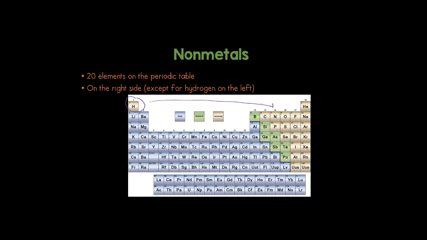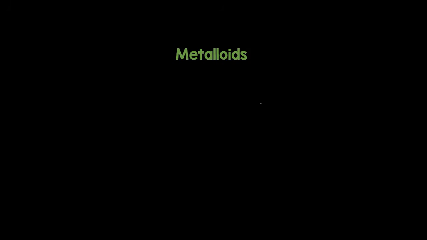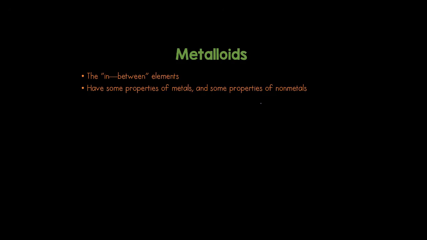Okay, so if metals and nonmetals are exact opposites, then what's left? Well, there is one last group called metalloids, and they're pretty interesting. They're kind of the in-between elements because they have some properties of metals and they have some properties of nonmetals. Now, because they're so different, scientists sometimes have problems agreeing on which elements are actually metalloids. One thing that we've been learning in science is that nothing is 100% certain in science, and things can change.